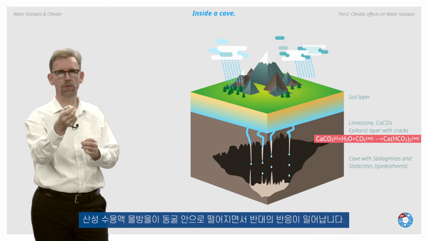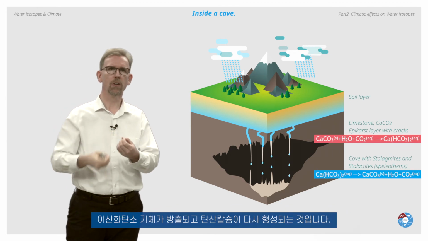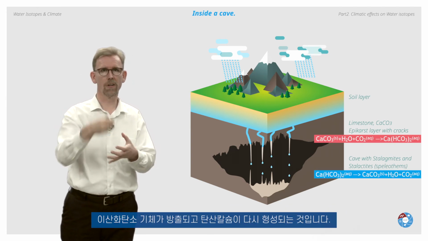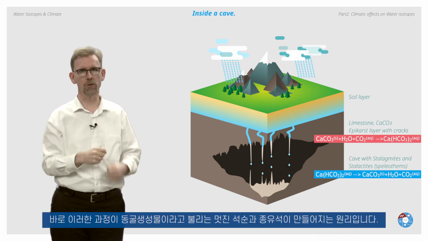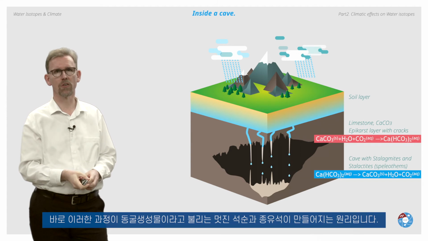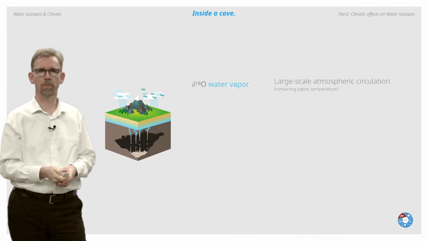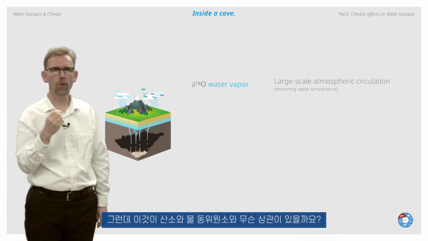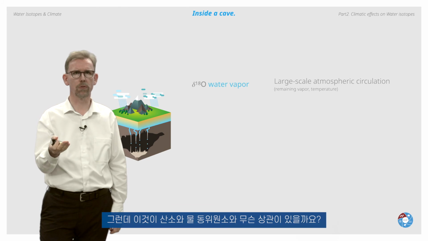As it drips into the cave, we have the reverse reaction. CO2 can outgas and calcium carbonate is formed. This is the mechanism that creates amazing stalagmites and stalactites, also known as speleothems. Now, what does this all have to do with oxygen and water isotopes?